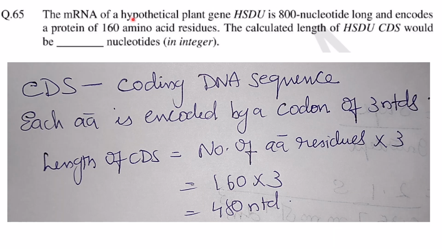Then next one. The mRNA of a hypothetical gene HSDU is 800 nucleotide long and encodes a protein of 160 amino acid residues. The calculated length of HSDU CDS, CDS is coding DNA sequence, would be how many nucleotides? So each amino acid, you all know, is encoded by 3 nucleotides. So the length of CDS will be number of amino acid residues into 3. That is 160 into 3, that is 480 nucleotides.